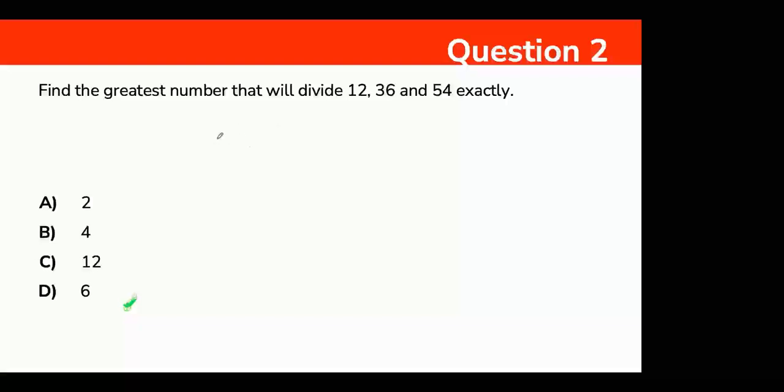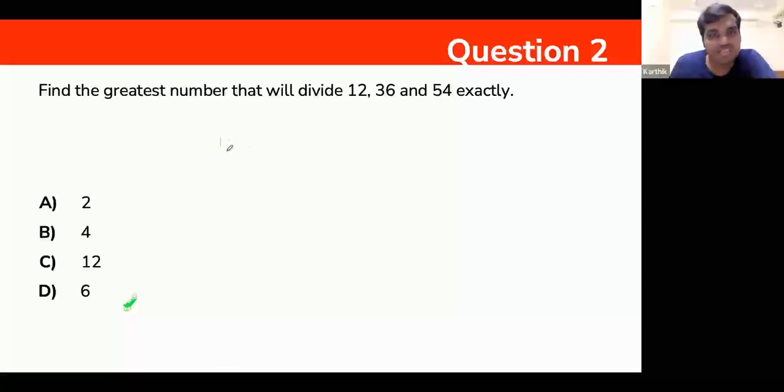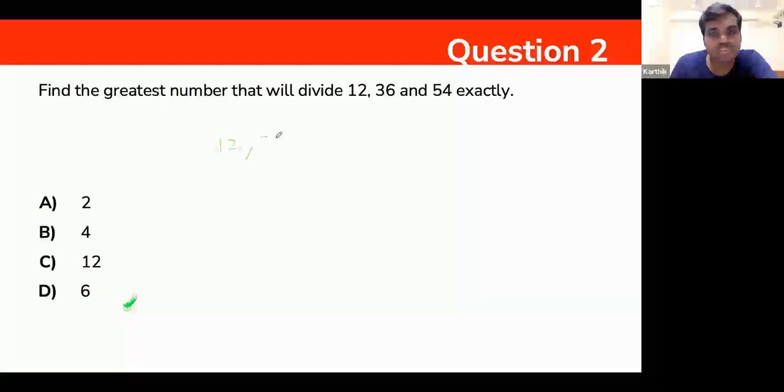So now, like we did LCM, we can do HCF also. 12, 36, 54. Now, in case of LCM, we focused on the biggest number, correct? Now, in case of HCF, we'll focus on the smallest number. What are the factors of 12? Quickly tell me. 1 is a factor. 1 is a factor for every number. Every number is a multiple of 1. So 1 is a factor.